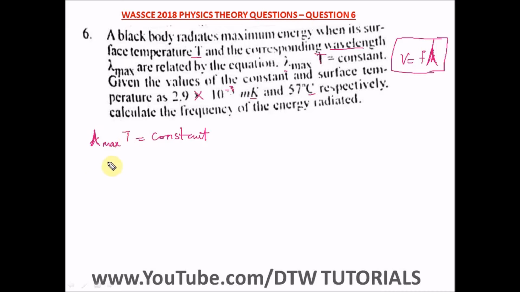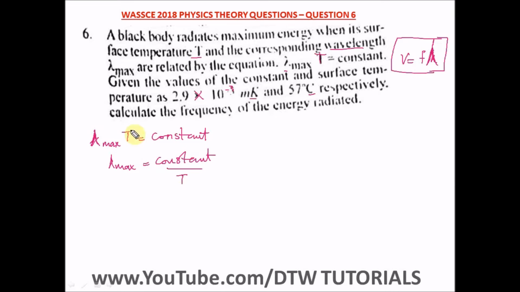Now in getting our T, which is our temperature, first of all, the question says calculate the frequency of the energy radiated. So definitely we need to find our lambda max. And when we get our lambda, it's easy for us to get our frequency by this equation, where V will be the velocity of light.